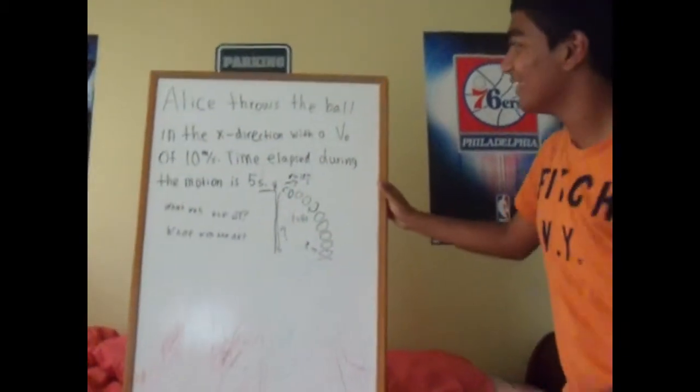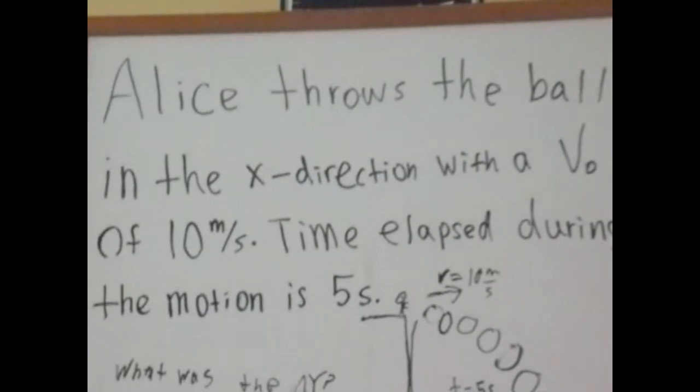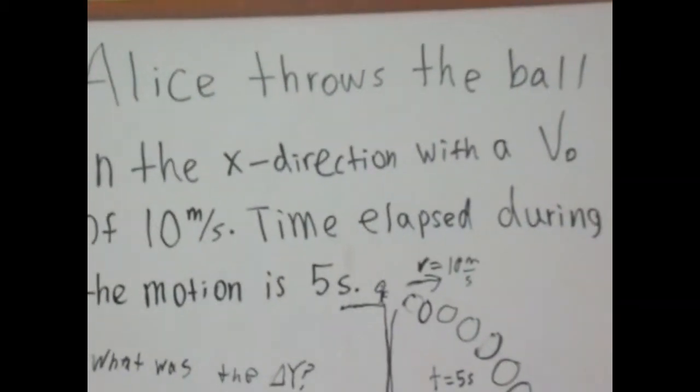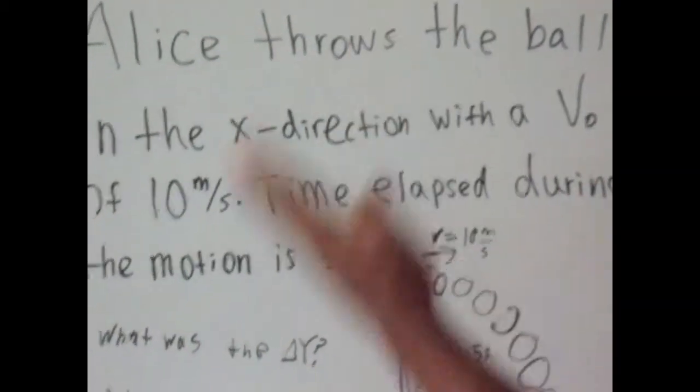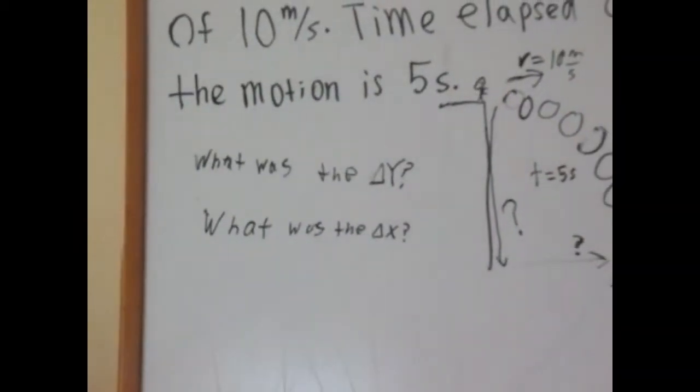Alex throws the ball in the x direction with an initial velocity of 10 meters per second. Time elapsed during the motion is 5 seconds. What was the change in y? What was the change in x?